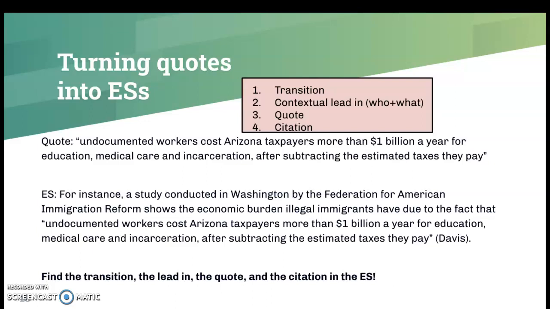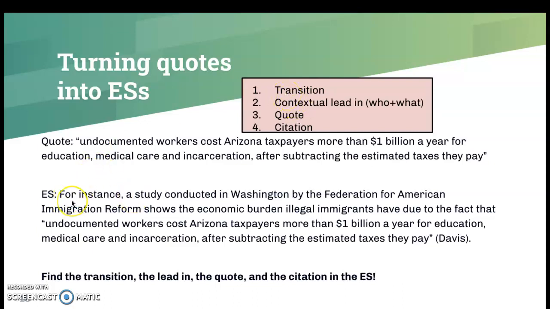We need you to turn that quote into an evidence sentence. You're going to do that by adding each of these components in, right? 3's already taken care of for you. You already have the quote in front of you. But to turn it into an evidence sentence, we first need to start with a transition.